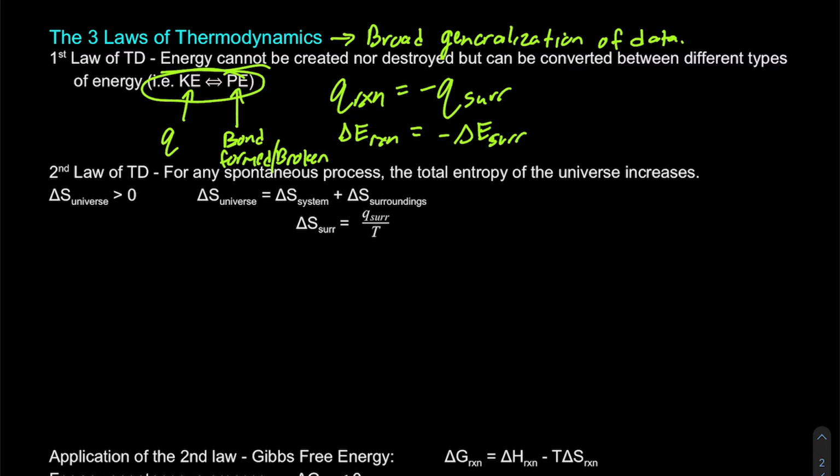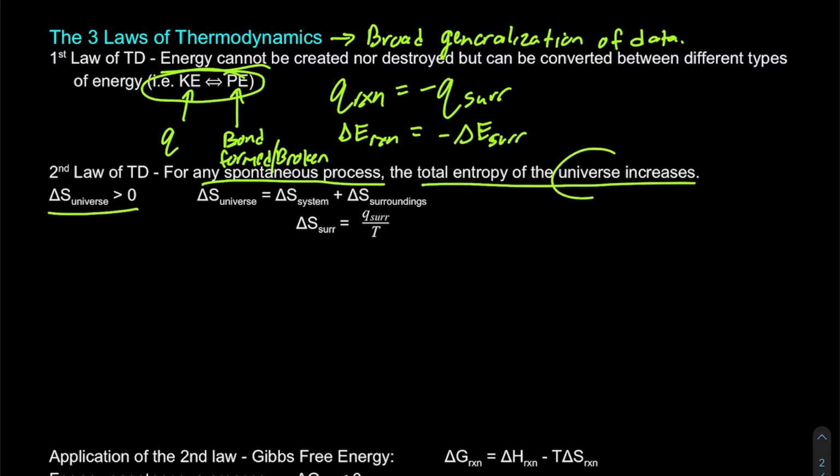Now the next two of those laws deal with entropy. Notice entropy is very important when we're thinking about reactions. And again, we've done a video already talking about an introduction to entropy. So we have this broad idea that entropy is how energy is distributed in a system or surroundings. And what we'll notice here is that for any spontaneous process, we just talked about spontaneous processes, the total entropy of the universe increases. So the delta S of the universe increases.